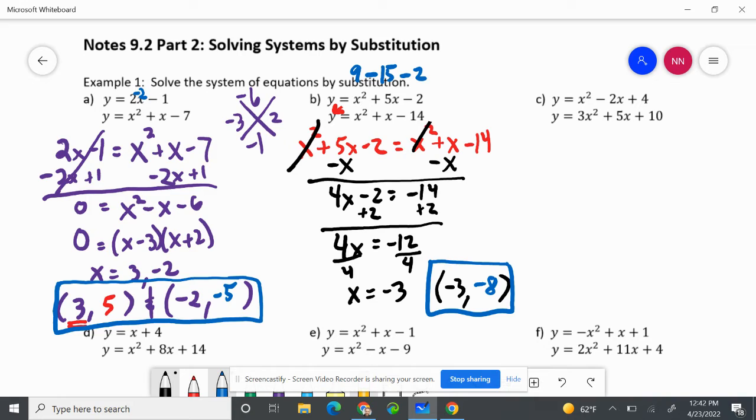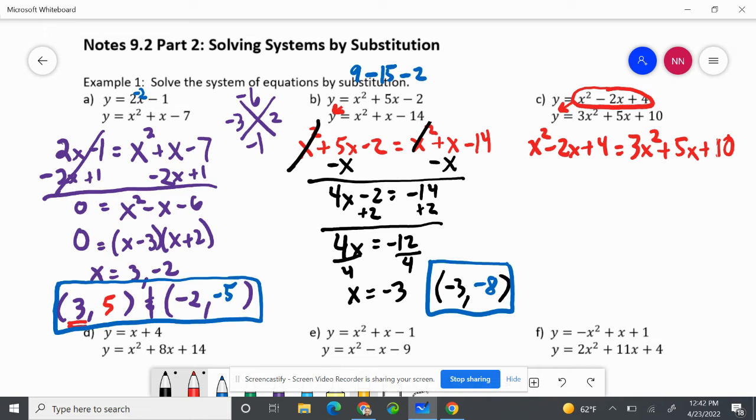And for letter C, I'm going to do the same thing. I'm going to take my expression right here and set it equal to y. Since it's equal to y, I have x squared minus 2x plus 4 equals 3x squared plus 5x plus 10. Let's put a 10 instead of a 15.